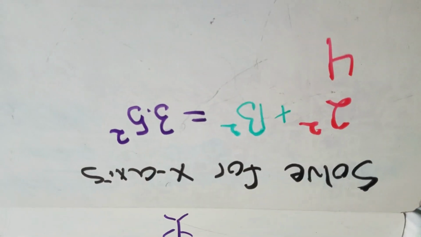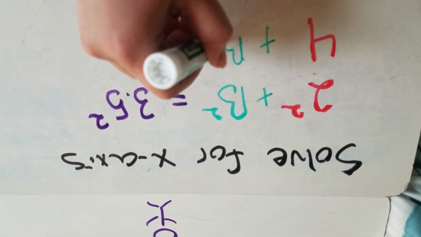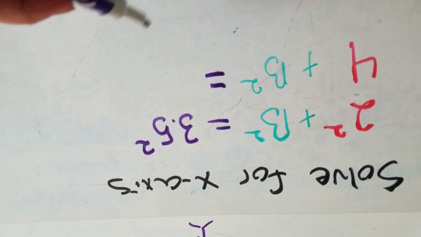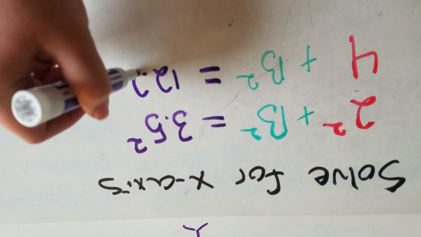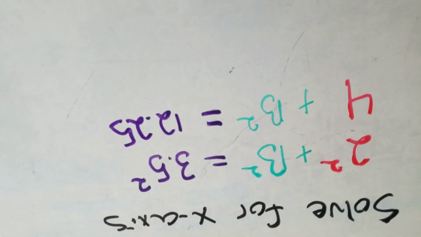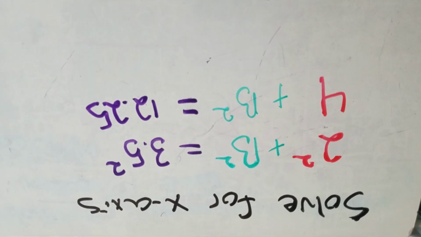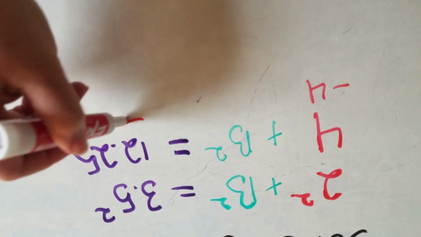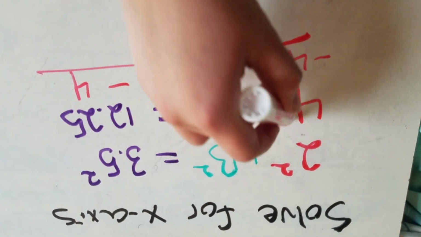2 squared is easy. That's 4 plus b squared equals 3.5 squared, which should give you about 12.25. All right. Now we need to get that b alone. How do we do that? Going to subtract the 4 from both sides.